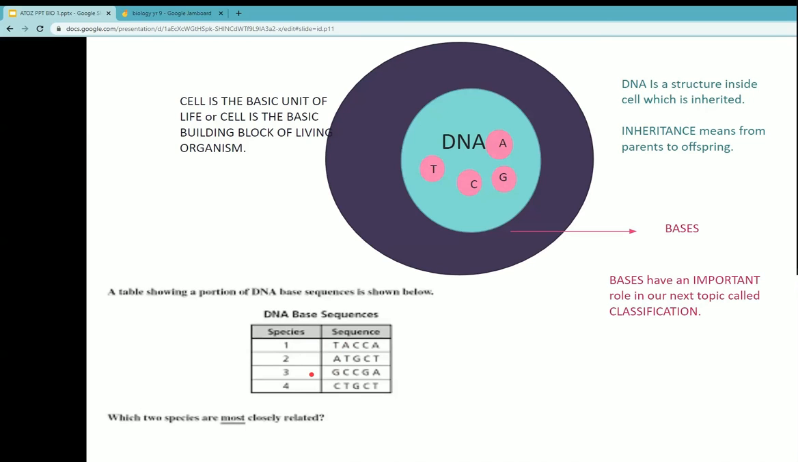Now let's come to the answer which the majority of you have given, 2 and 4. Let's see. A and C, they are not compared here. T and T, same. G and G, same. C and C, same. T and T, same. So do you think they are closely related? Yes. Excellent job.